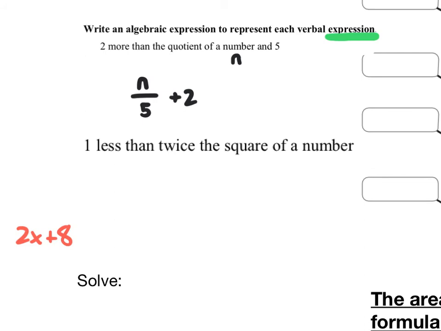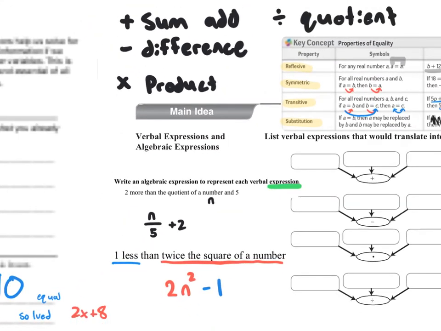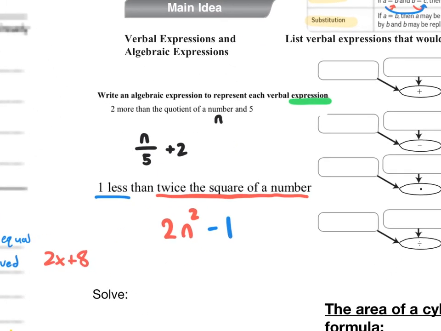This says 1 less than twice the square of a number. So 1 less than means we're going to need to take care of this part first. Twice the square of a number. Well, twice means times 2, so a number squared. And then we can bring in 1 less, because we need to know whatever the initial amount is, and then 1 less. So there can be an infinite amount of these that are given to you, with all sorts of combinations of sum, add, difference, product, quotient, and you'll just use your abilities to take those terms and your understanding of variables and create expressions that match.